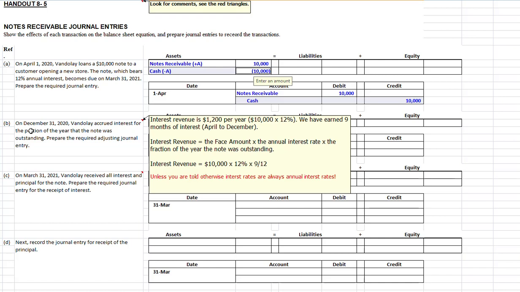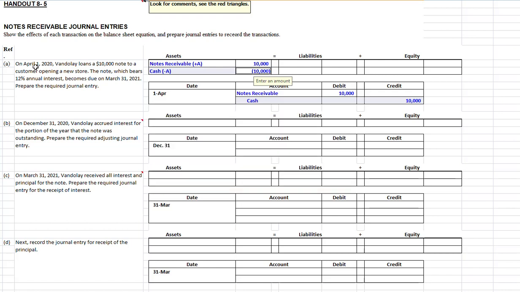And unless we're told otherwise, interest rates that you see, the 12% or whatever interest rate it is, it's an annual interest rate. They're always annual interest rates unless you're told otherwise. So 9 months of interest at $100 per month, we've earned $900 in interest revenue.